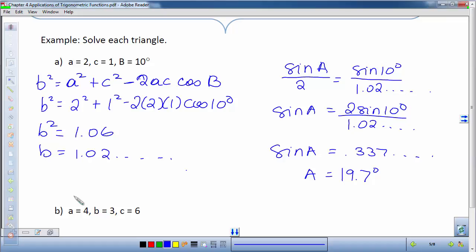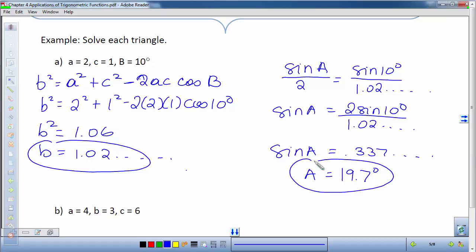If we don't store that, we get the wrong answer. If you round off, especially when the numbers are small, these things are very sensitive. I've got side B, and I've got angle A. I need to ask myself at this point, is there a second possible angle? We came up with 19.7 degrees.